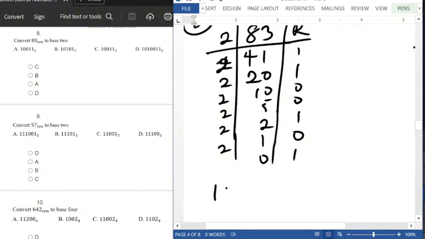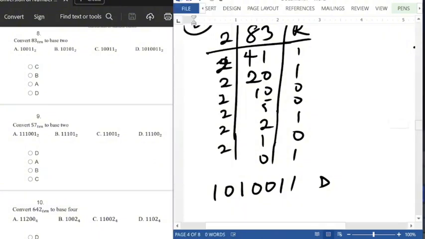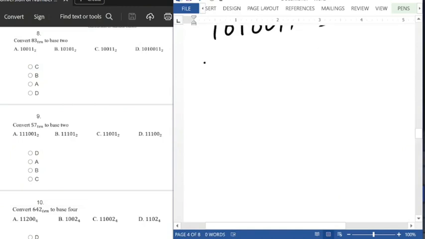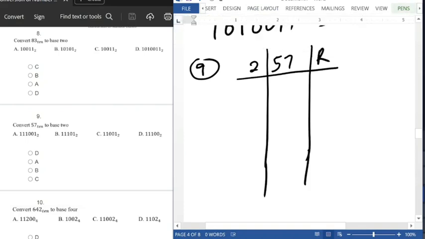So that means we have 1, 0, 1, 0, 0, 1, 1. So that is option D. For question number 9 now.